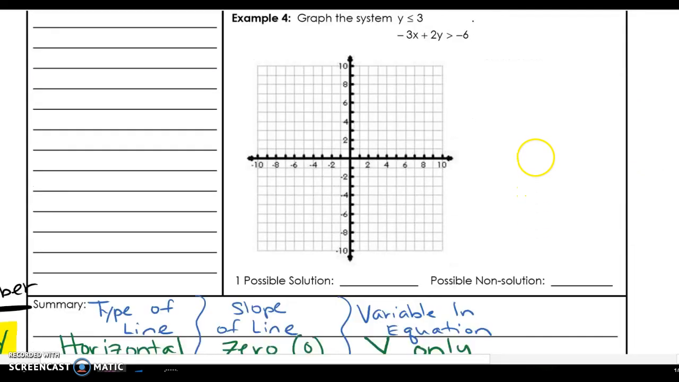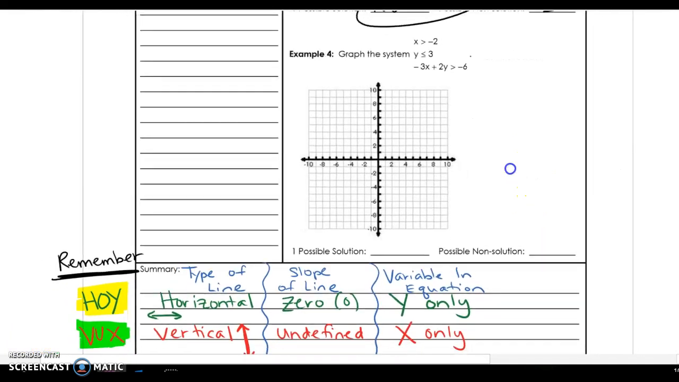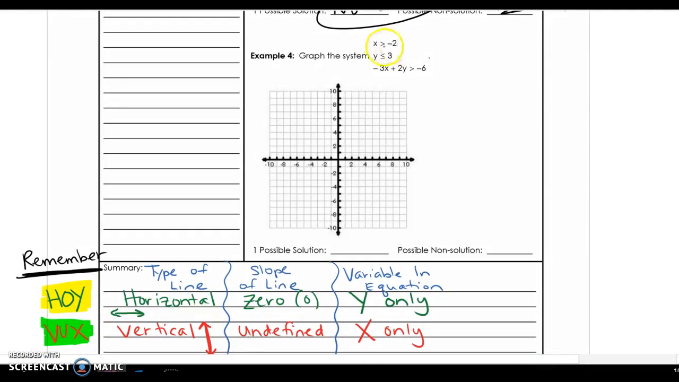Okay, one more example. I did put some notes for us at the bottom to help us with our x only and our y only. HOY, H-O-Y, stands for a horizontal line with a 0 slope, has an equation with y only. So y equals 3 crosses the y-axis at 3, and it's a horizontal line with a 0 slope. It is y is less than or equal to 3, so I used a solid line for that one, and less than would be shaded below the line.